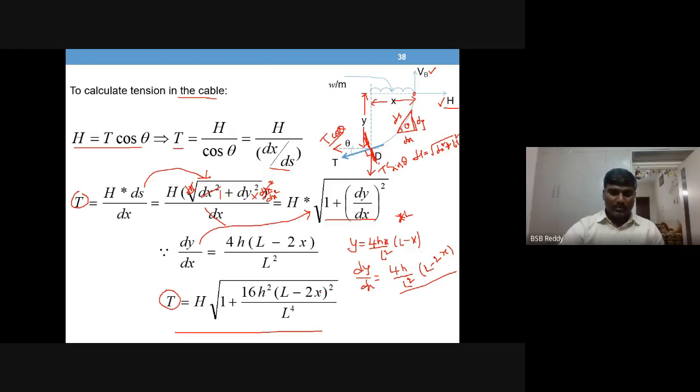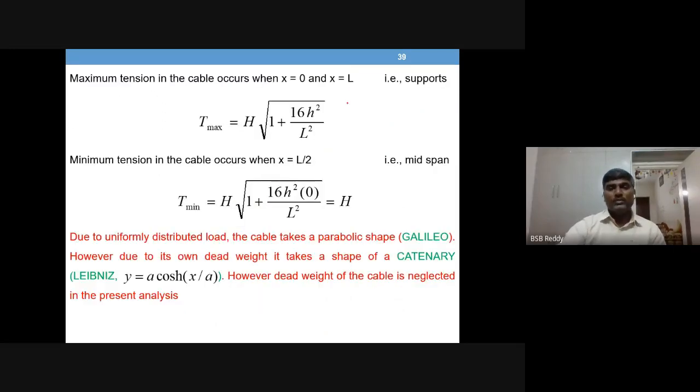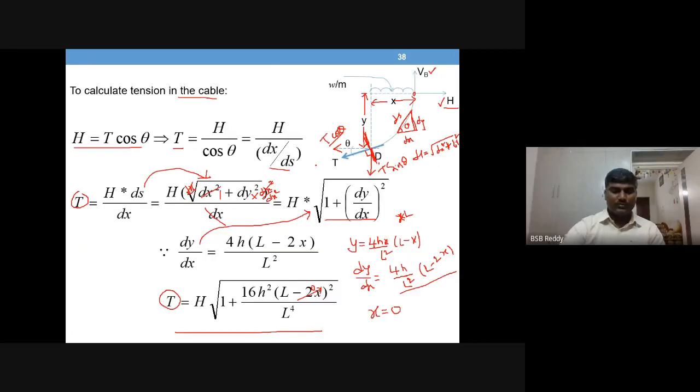So if you substitute x is equal to 0, what happens? This will become 0. So L square by L power 4 will be 1 by L square. So 1 plus 16h square by L square. So that is the maximum value. Okay, x is equal to 0 means what? Supports. Supports have maximum tension.